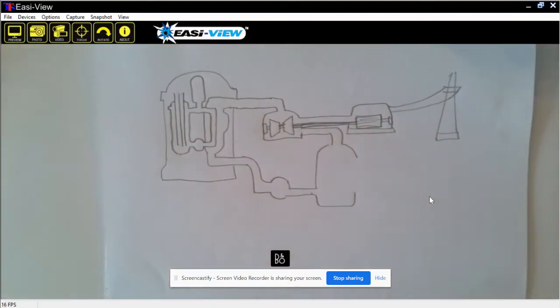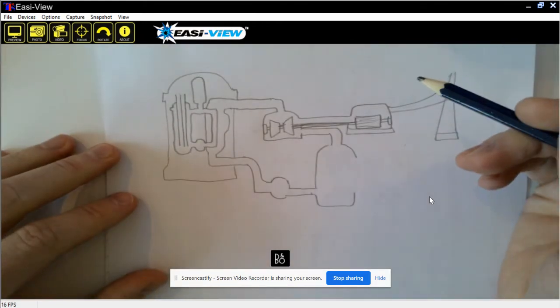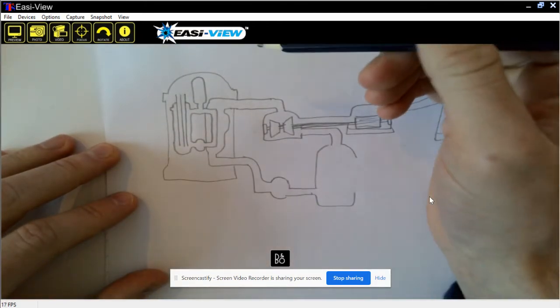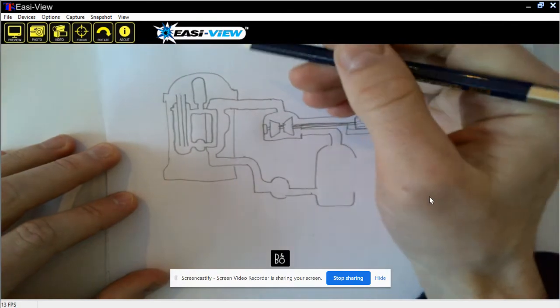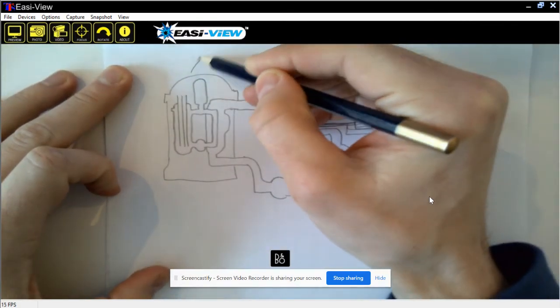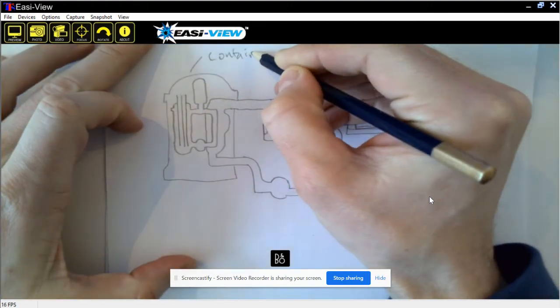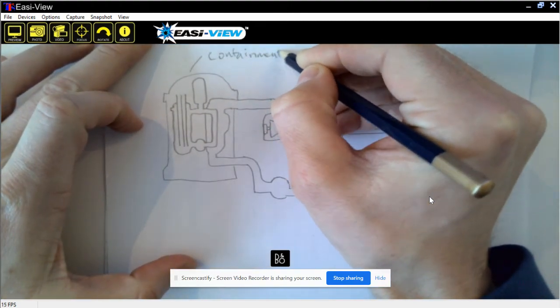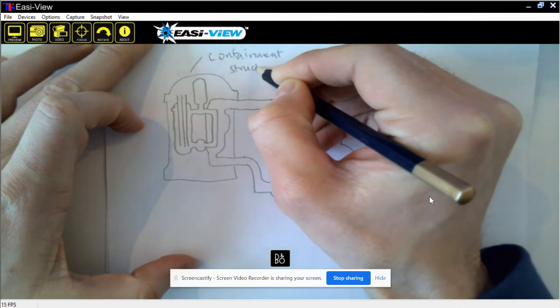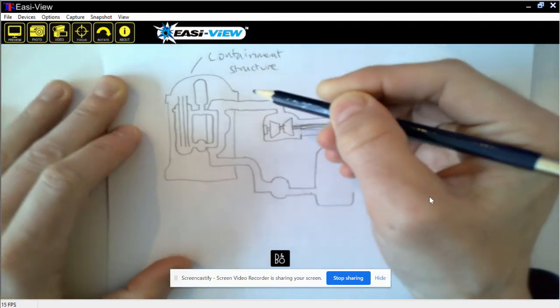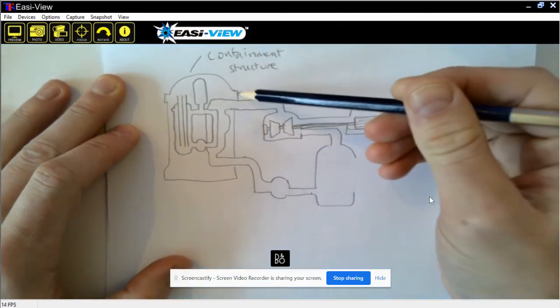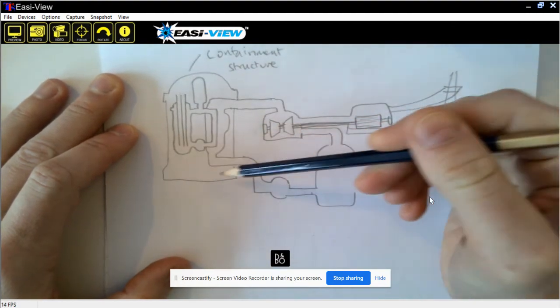I've drawn a nuclear reactor for you, and I'm going to explain some of the principles of it and how it works. A nuclear reactor will be within a containment structure, and that is there in case of any accidents, in case anything goes wrong. So that would be very, very thick concrete.